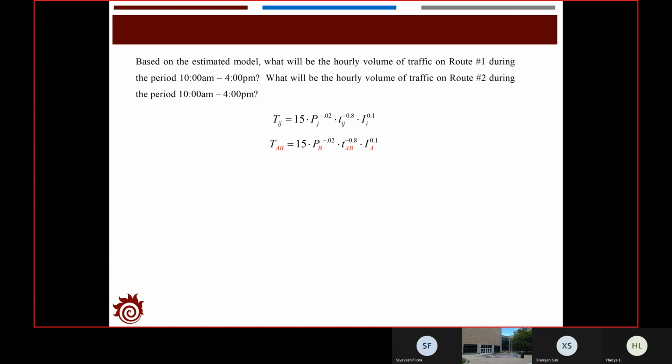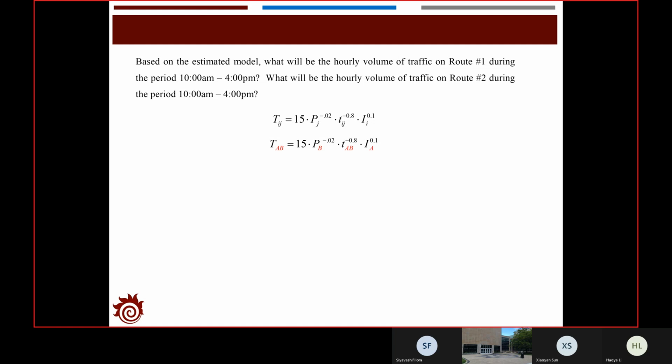So TAB will represent the total number of trips from A to B. In this case, A will represent I, B will represent J. So A is the origin and B is the destination. You need to apply the variety index for this calibrated equation. Pj in this case would be PB, the price of activity in town B, and Tij will be TAB, the cost of the travel time from A to B.